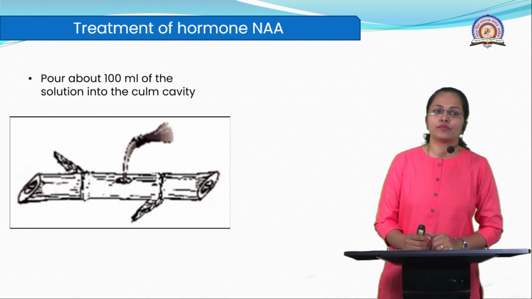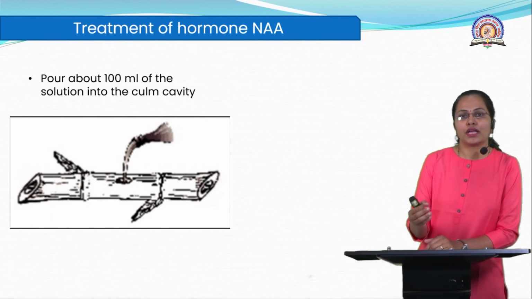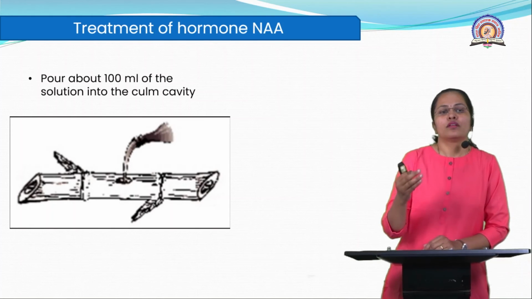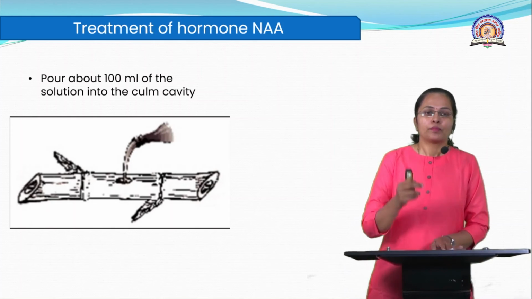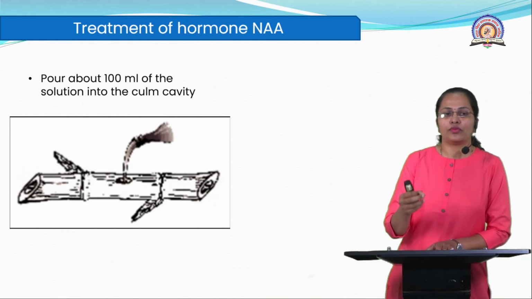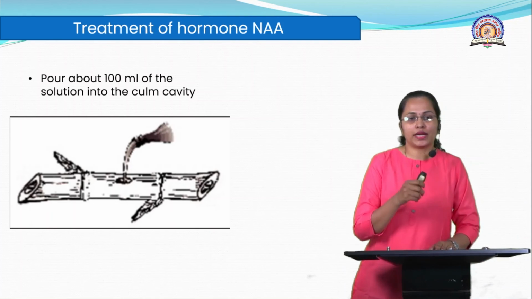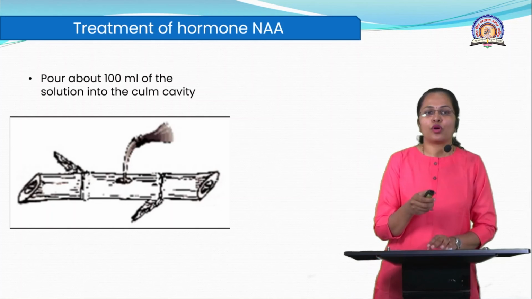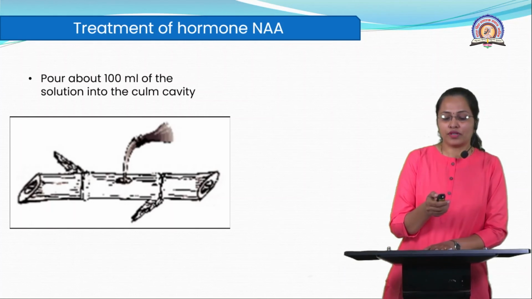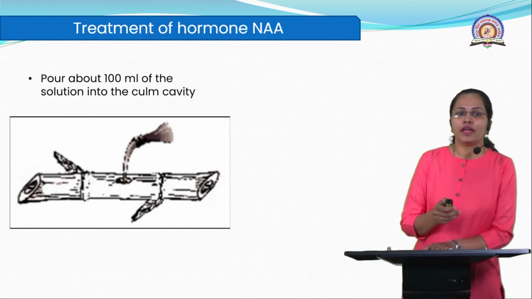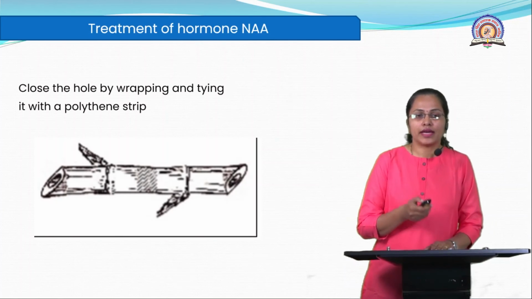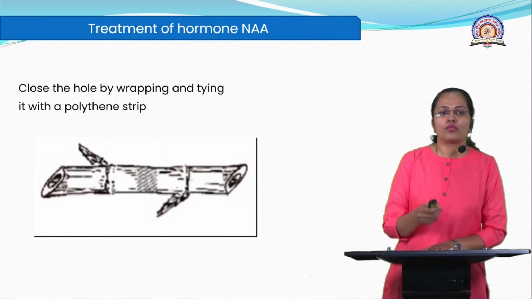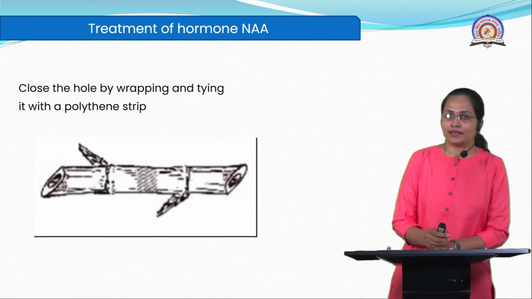Now out of this 100 mg per ml stock, we have to take 100 ml for each hole. We have to take that 100 ml of NAA and pour it into that small hole. Okay, after pouring 100 ml of NAA solution into the clump cavity, we have to wrap that cavity very tightly with the help of a polythene strip.